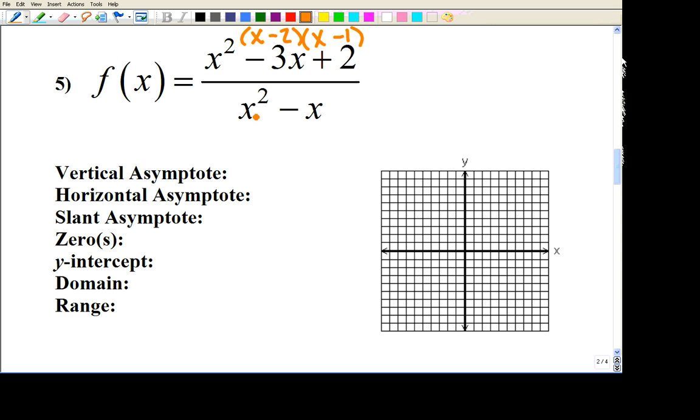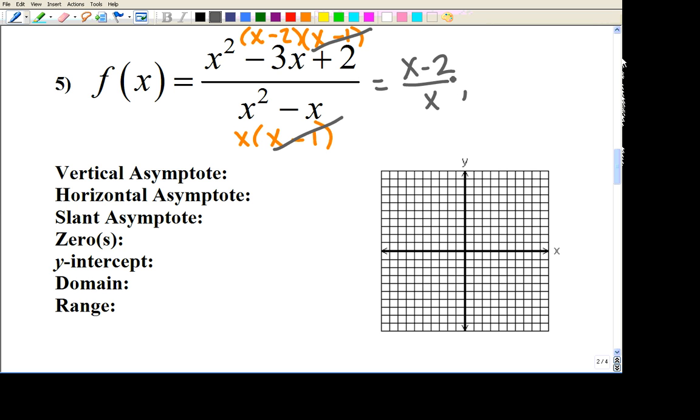Please pay attention that if your denominator factors, which here is x times x minus 1, ignoring that numerator for just a moment, that would tell us we had two vertical asymptotes. One would be at 0 and the other one would be at 1. So if your denominator factors, there's a possibility that you have two vertical asymptotes. But in this case, whenever we factored everything, the x minus 1s are the same thing, so we cancel those out. So now our function is x minus 2 over x.